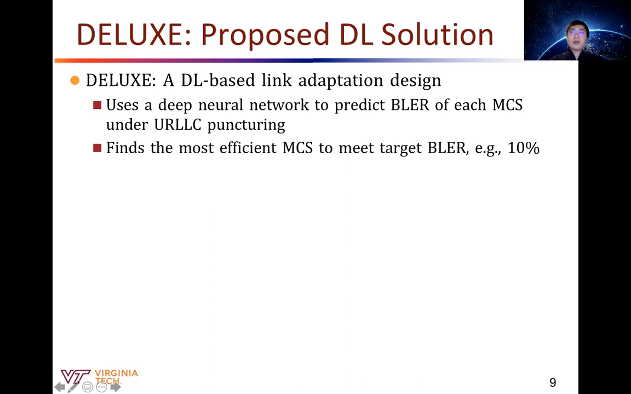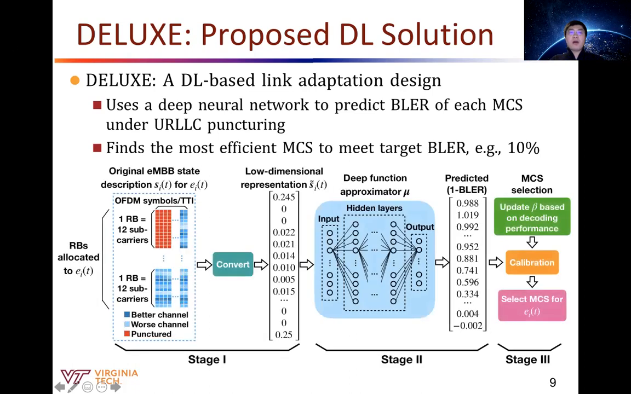BLER requirement. In particular, our design consists of 3 stages that are executed in serial, including stage 1, which translates the original high-dimensional information of eMBB into a low-dimensional representation, and stage 2, which is a neural network that predicts the BLER of each MCS level, and stage 3, which selects the best MCS to be used for the eMBB transmission based on both the BLER predictions and the recent decoding performance of each eMBB user. Next, I will talk about more details for each of the 3 stages.